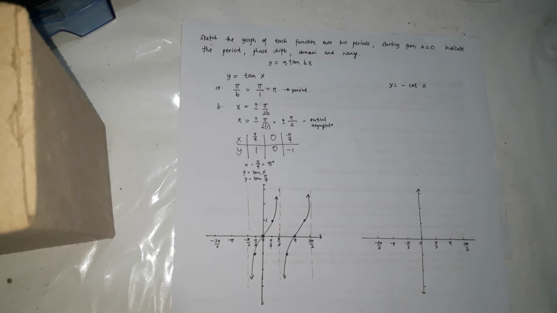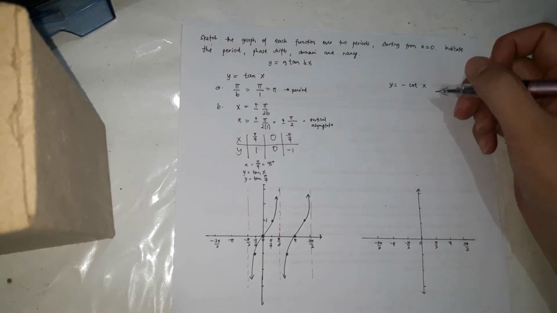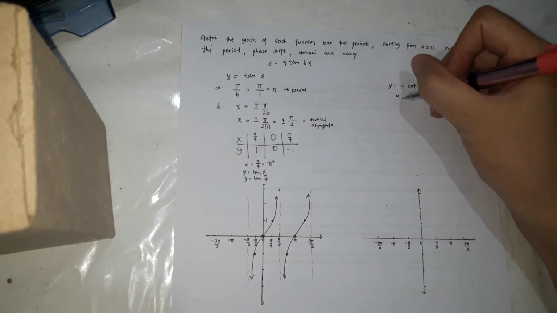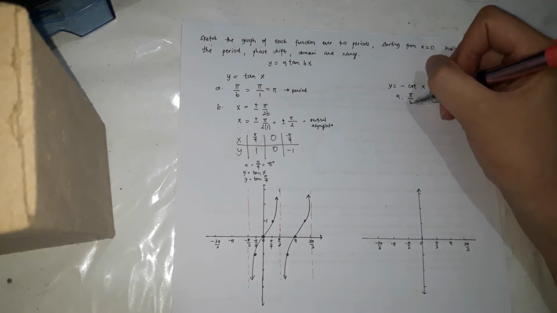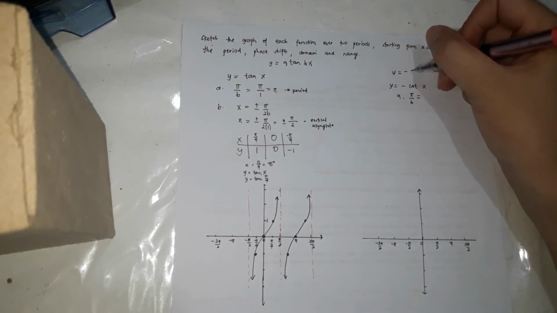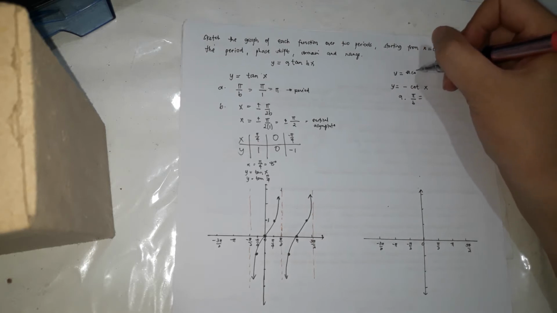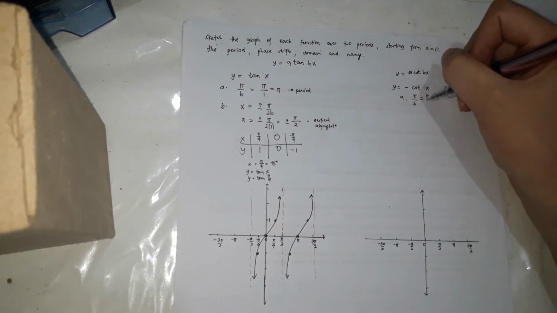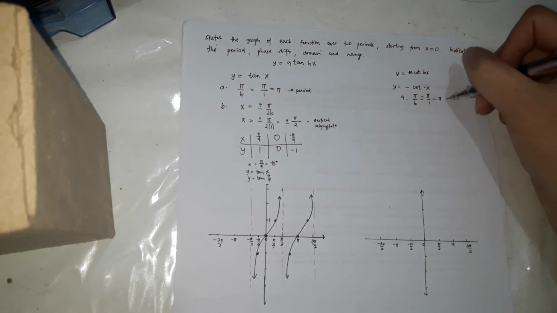Next, the same process for y equals negative cotangent x. The period is pi over b. The form is y equals a cotangent bx. The b here has nothing beside it, so it's 1. So the period is pi.